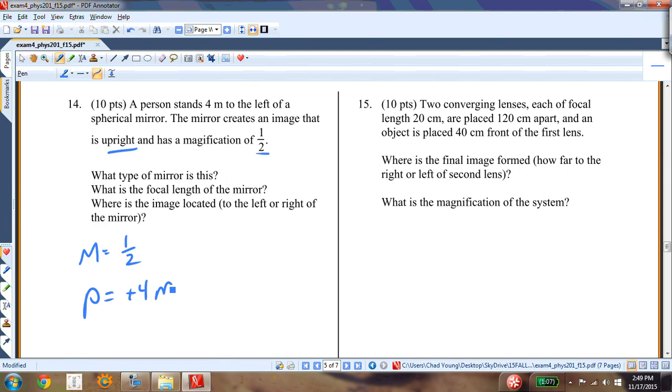What type of mirror is this? Well, if it's upright with a magnification of 1/2, I know this has to be a convex mirror. That's like one of those security mirrors where the mirror side is back here and you stand over here.